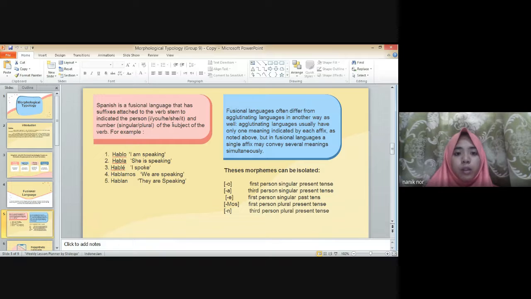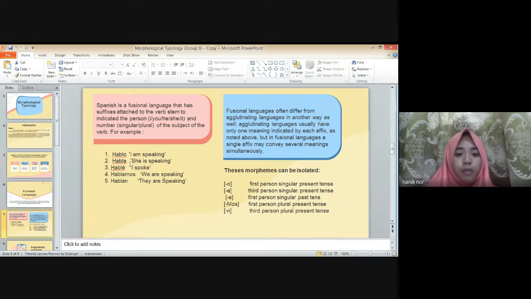For example, in the Spanish language, there is hablo. The meaning is I'm speaking. And habla, the meaning is she is speaking. Hablé, I spoke. Hablamos, we are speaking. Hablan, they are speaking.